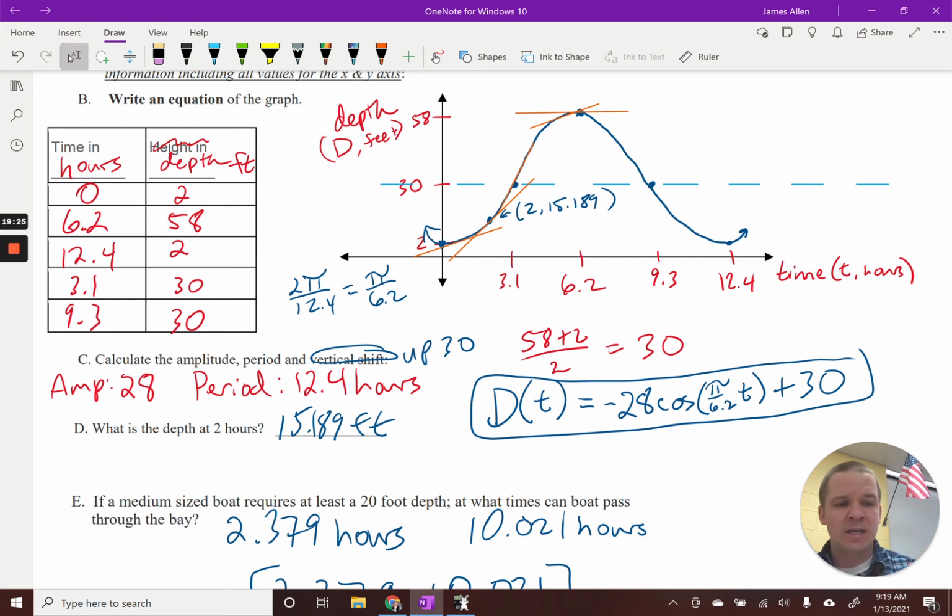But at that midline is where my slope is the steepest, right? The water movement is at its fastest, especially noticeable in some inlets. So a follow-up story about tides, and then we'll end this thing, I promise.